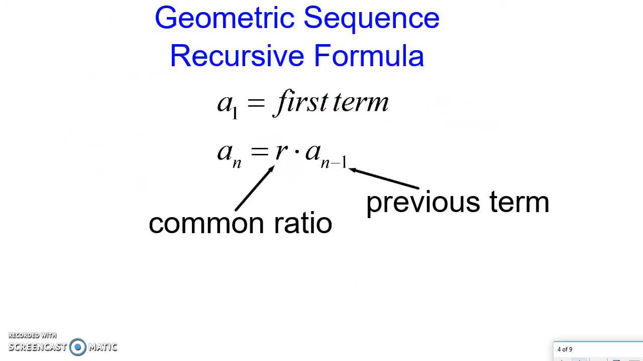Okay, so if we are using a geometric sequence, we have two formulas for those. One is called the recursive formula. So your a sub 1 is the first term. The sub stands for subscript because it's a little number. So a sub 1 is our first term, so the first number in the sequence. Then a sub n, so to find any term, you're going to do r, your common ratio, times a sub n minus 1. This means previous term, so the term right before it.